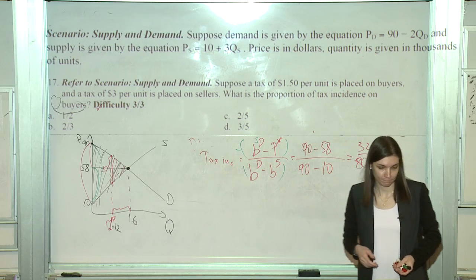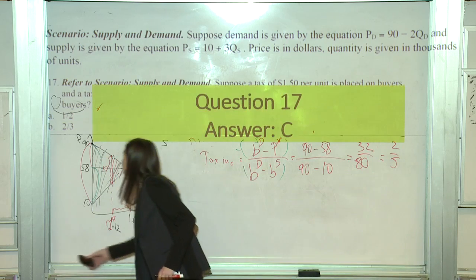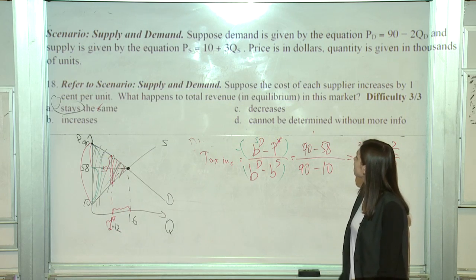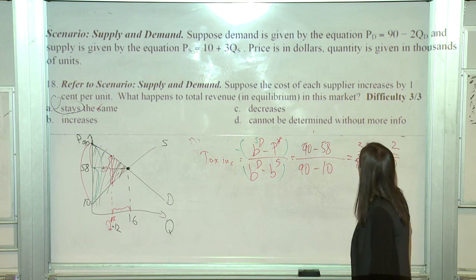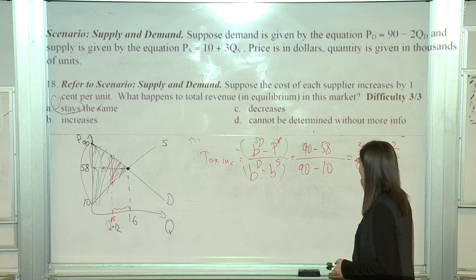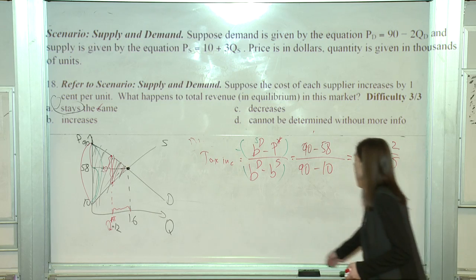Alrighty. So answer C here. All right. Suppose the cost of each supplier increases by 1 cent per unit. What happens to total revenue in equilibrium in this market?